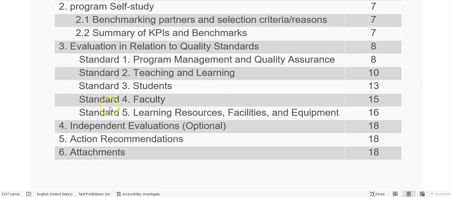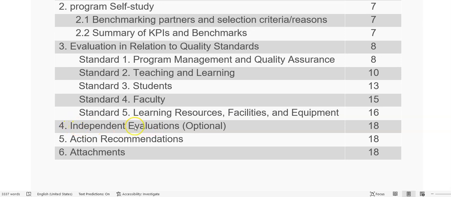As you see, we have only 5 standards. The first standard is still program management and quality assurance, and contains some criteria about mission and goals. The second standard, teaching and learning. The third standard, students. The fourth standard, faculty, and the last one, the fifth standard, learning resources, facilities and equipment. So there are no changes in the names, except maybe faculty. I think it was faculty and something else, but now it is just faculty, standard number 4.